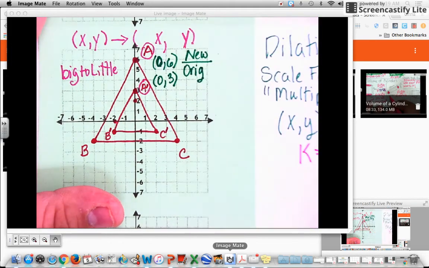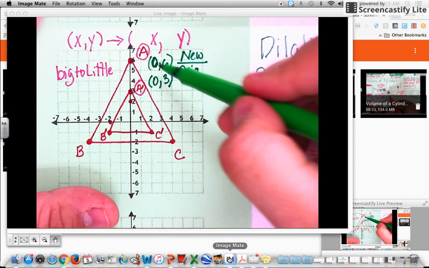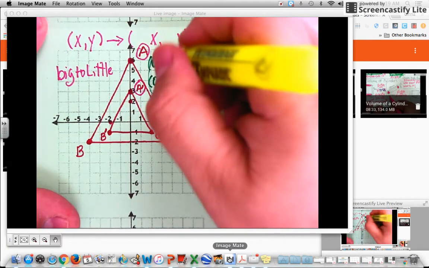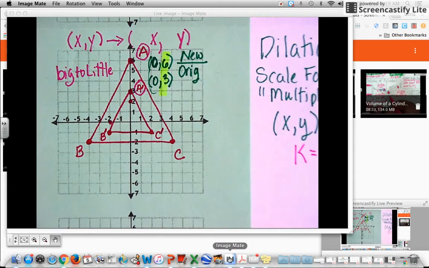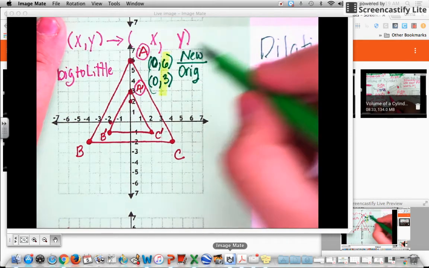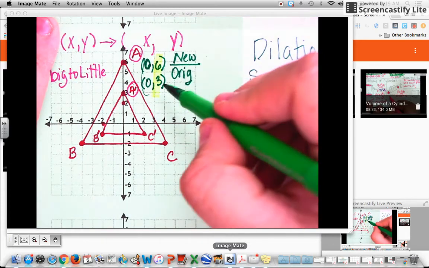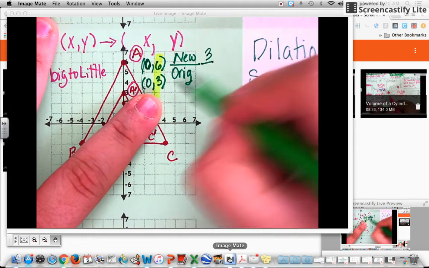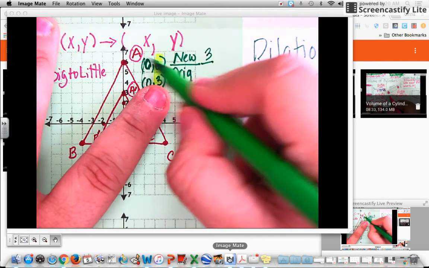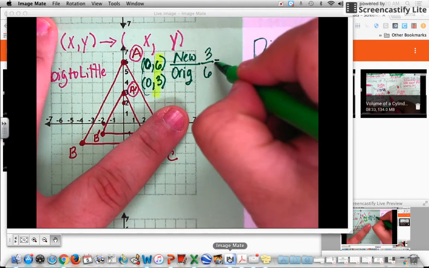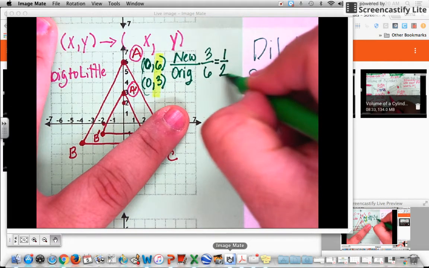New over original. So what you're going to do is either pick the x's or pick the y's. In this case, I would probably pick the y's. Why? Because the x's are zeros. So why pick the zeros? Pick the y's. So I need to know which is the new y and which is the original y. The new y is 3, and the original y, for the a, was 6. So now that you have new over original, you simplify it, which leaves you 1/2.